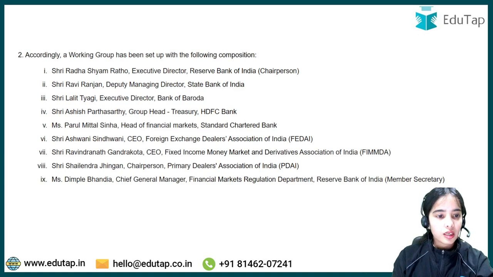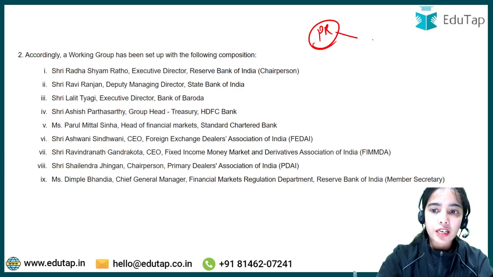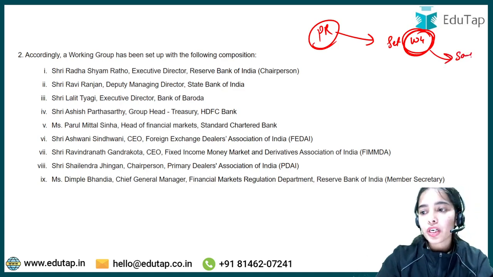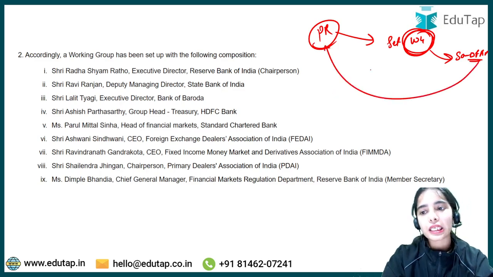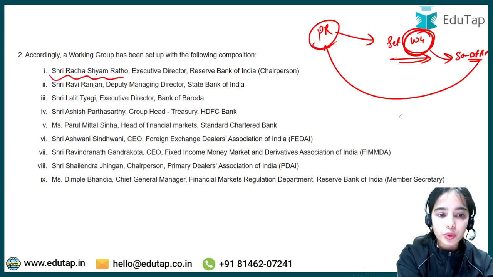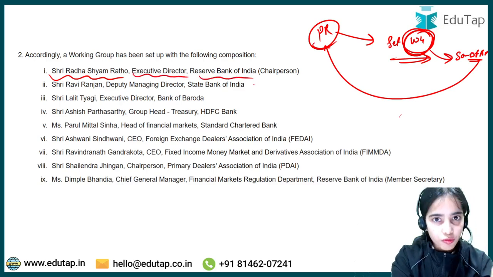Okay. Now the working group has been set up. RBI released a press release in which it set up the working group. This working group was announced in the Statement on Developmental and Regulatory Policies, but now through a separate press release, the RBI has set up the working group. And the chairperson of this working group is Shri Radha Shyam Ratho, the Executive Director from the Reserve Bank of India.